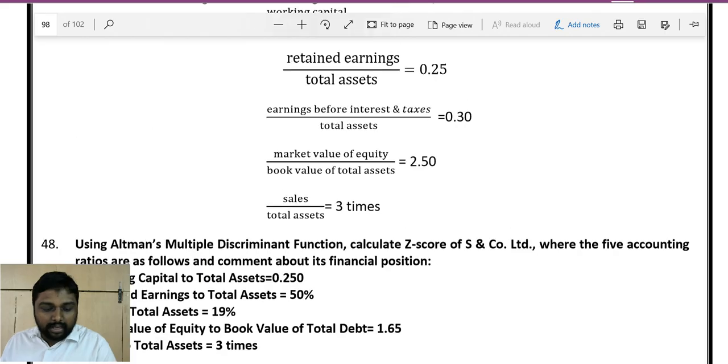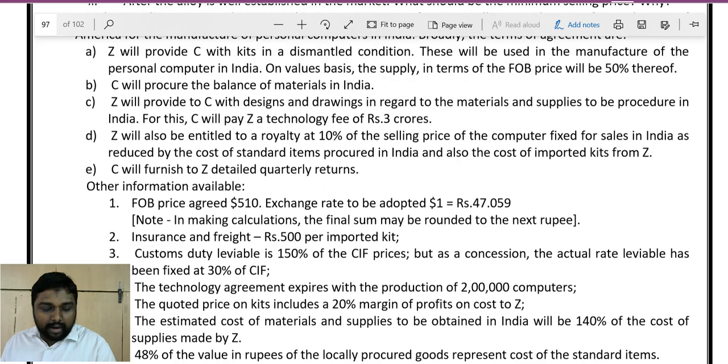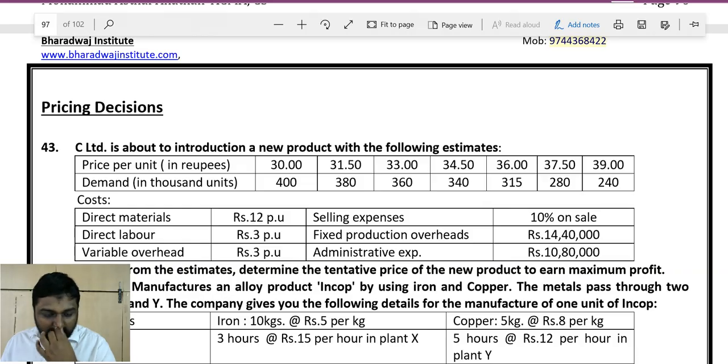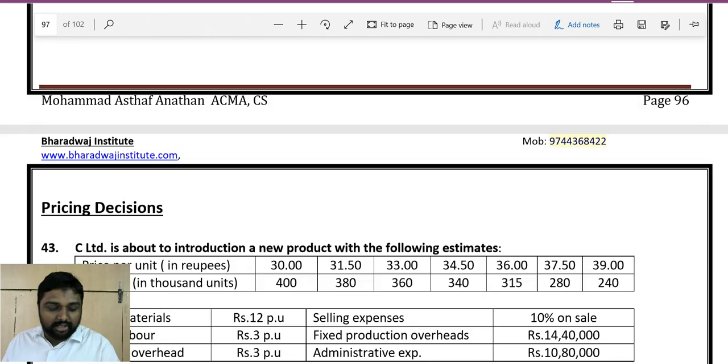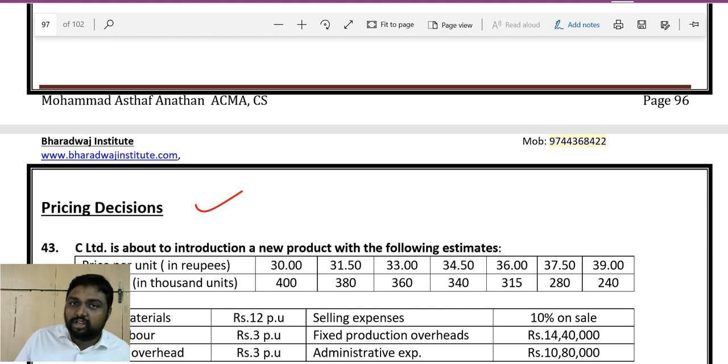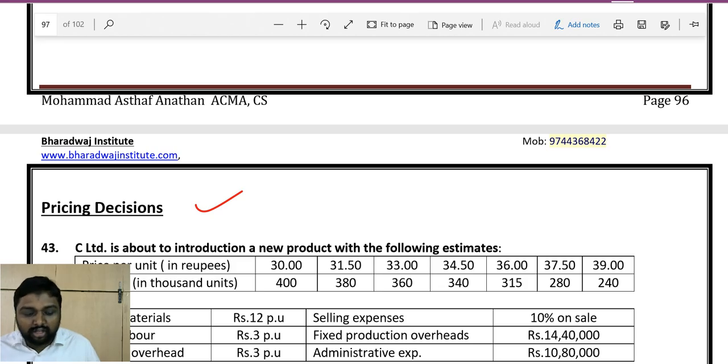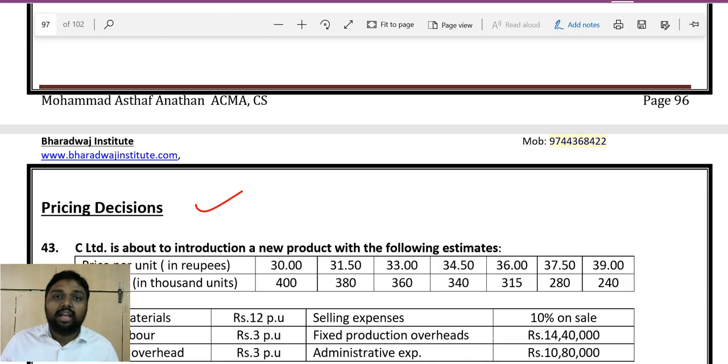So we have completed that area, which we already covered in the class. Now we will go with pricing decision. This topic is an extension of your SEM area, Group 3 strategic cost management. Before going to the problems, first we will go through the theory part of pricing decision.